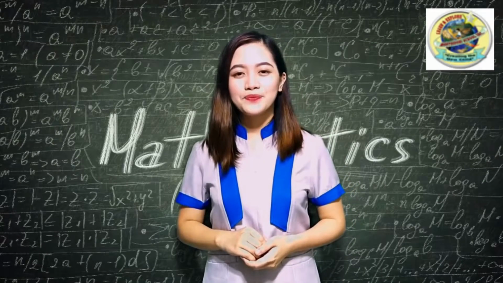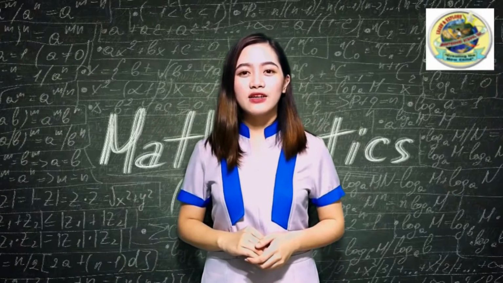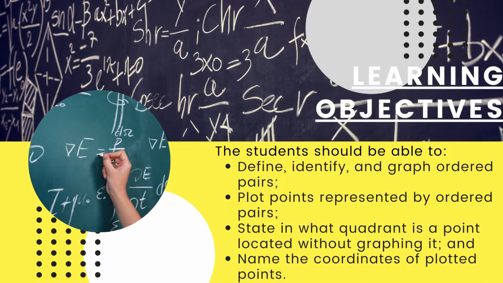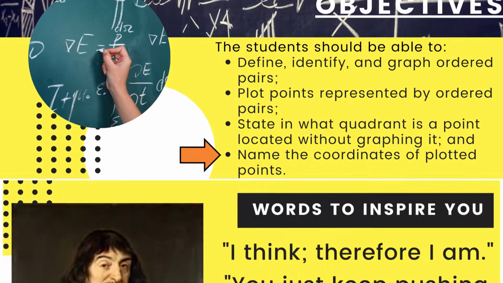Mathematics 8. Before we start our lesson, let's take a look at our learning objectives. At the end of the lesson, the students should be able to define, identify, and graph ordered pairs, plot points represented by ordered pairs, state in what quadrant a point is located without graphing it, and name the coordinates of plotted points.